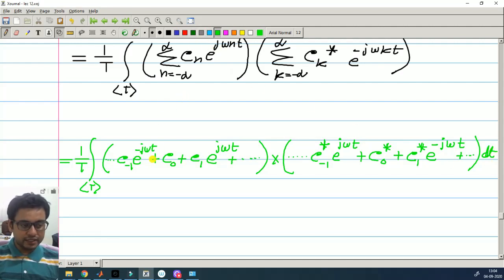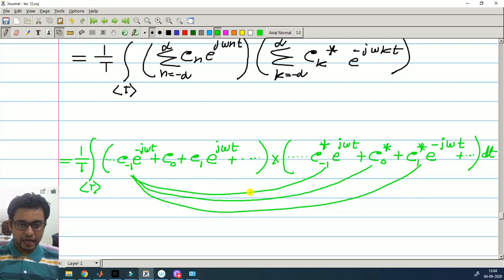Now we have to multiply each term in this first pair of brackets with each and all terms inside this second pair of brackets. Like this term will get multiplied with this, also with this and this, and so on. Similarly, this will get multiplied with this, this, this, and so on.